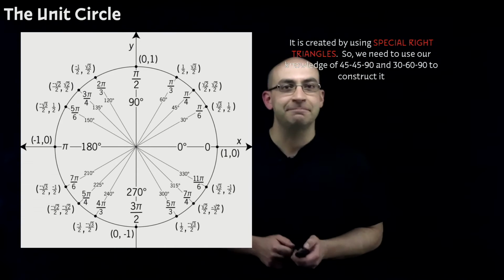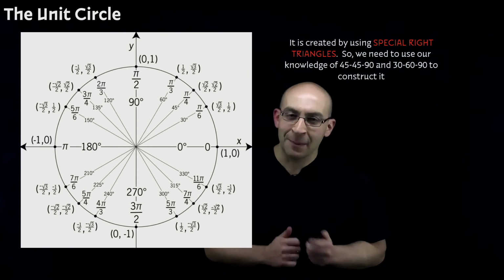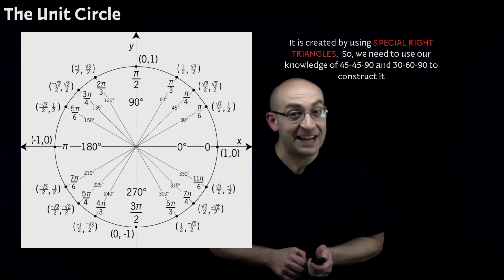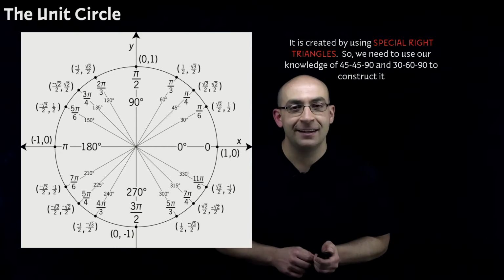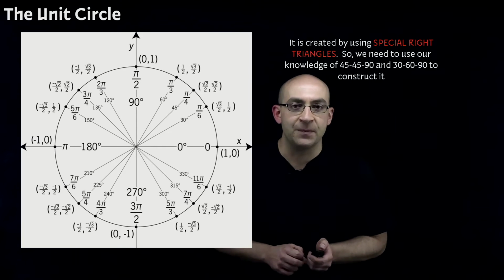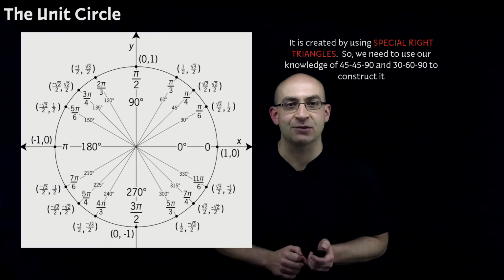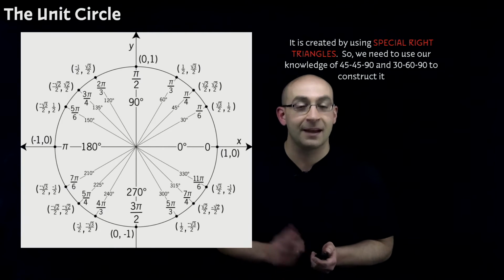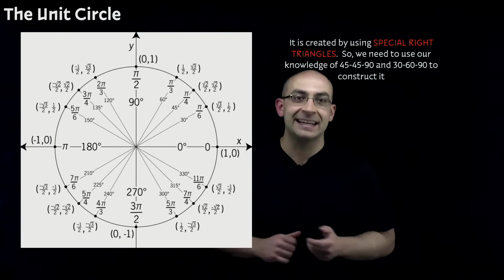And how do we do that? Well, remember those special right triangles we talked about? Yeah, we need them. We need them bad, actually. So to construct the unit circle, we're going to use both sets of special right triangles, 45, 45, 90, and 30, 60, 90.